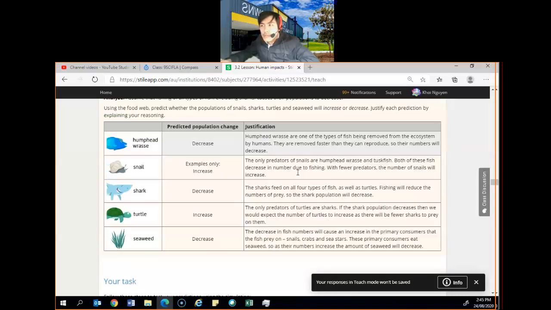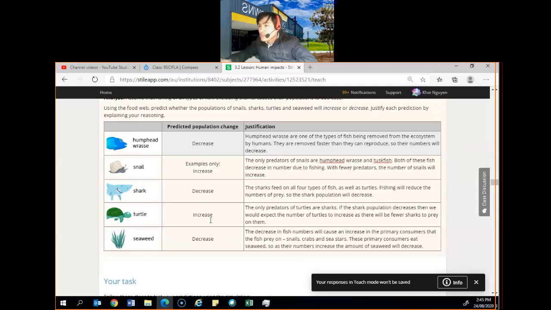So snail would increase, right? So do turtles increase or decrease? Let's have a look through the model answer. So snail definitely increase because there's less fish hunting them down. For shark, decrease, like we said, so they have less food.